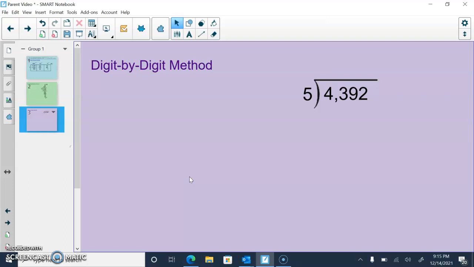In the book, it calls it digit by digit, because that's literally what we're going to do. We're going to multiply these numbers digit by digit. And I'm going to switch to my pen so it can go a little quicker with digit by digit. So we're asking ourselves, how many groups of 5 can I get out of 4? And my answer is 0.